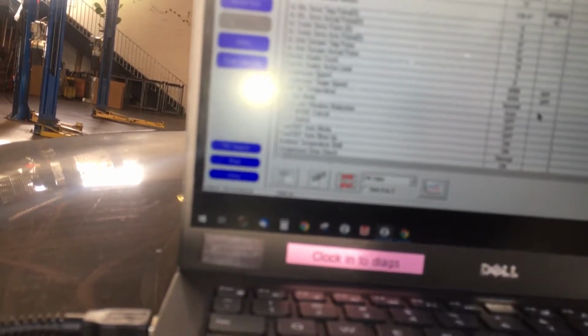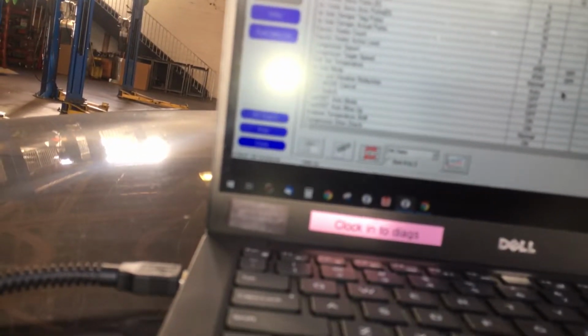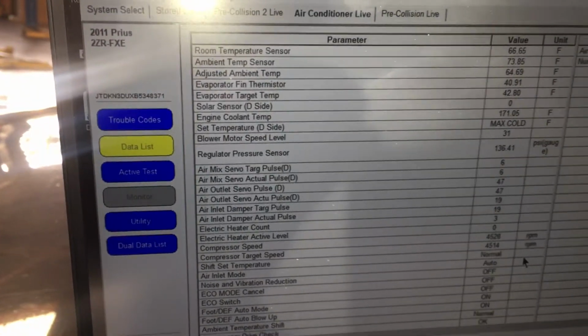You can see the ambient temperature sensor right now says 73 degrees, which is correct. Room temperature sensor, 67, that's inside the car. And of course the air conditioning is on, so it's cooling down, just started this up. And so this will be one of those vehicles, just take it down, let's see this, come on, focus, there we go.